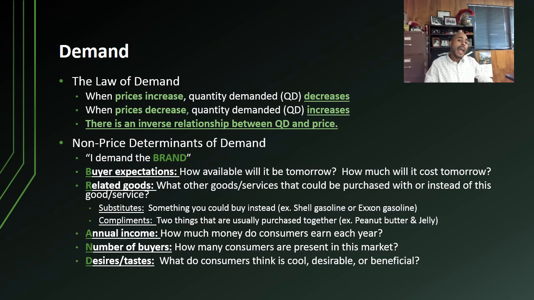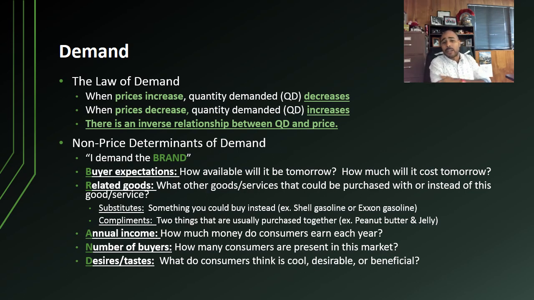Now, next up is annual income. That's a pretty simple one. Generally, if people's income goes up, they demand more goods and services. If people's income goes down, they're going to demand fewer goods and services. So increasing income would shift our demand curve to the right, but lowering people's income would shift the demand curve to the left. Now, the next up is number of buyers. That means how many customers are available to buy the product. So if more people move into a place, demand for goods and services will rise. If people move out of a place, demand for goods and services will fall.